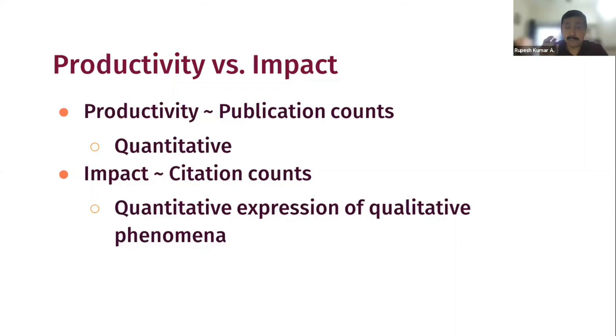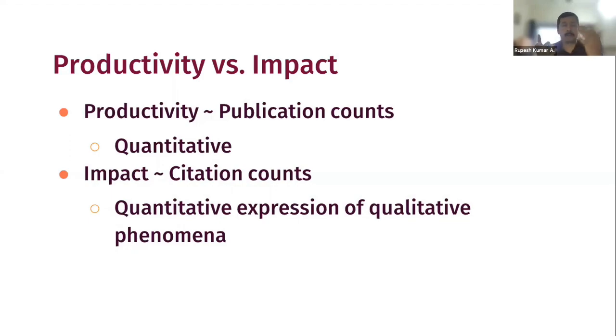Therefore, citation is a quality indicator. It indicates the quality of research and publication carried out by a particular person. Therefore, because the quality is higher, more and more number of other researchers are making use of the contents of those publications and citing the author. So citation is a quality indicator. It's a qualitative phenomenon.